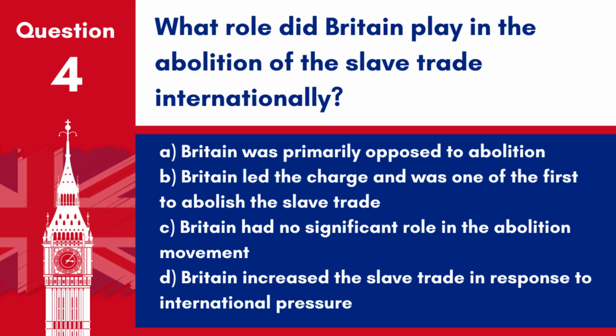Question 4. What role did Britain play in the abolition of the slave trade internationally? A. Britain was primarily opposed to abolition. B. Britain led the charge and was one of the first to abolish the slave trade. C. Britain had no significant role in the abolition movement. D. Britain increased the slave trade in response to international pressure.